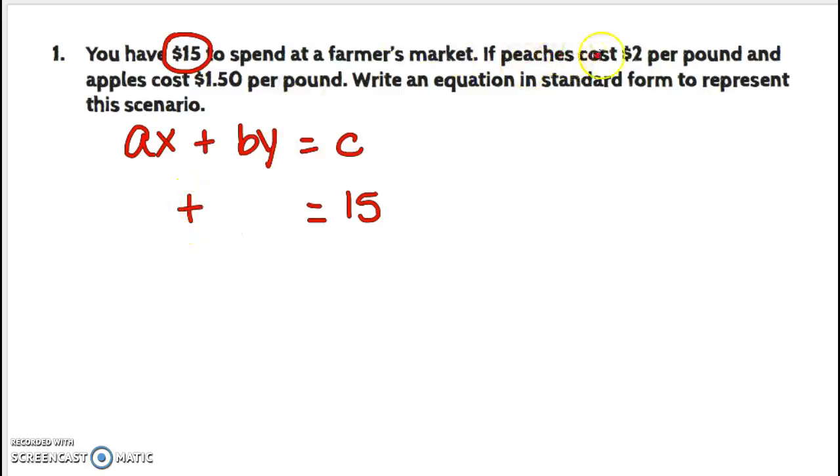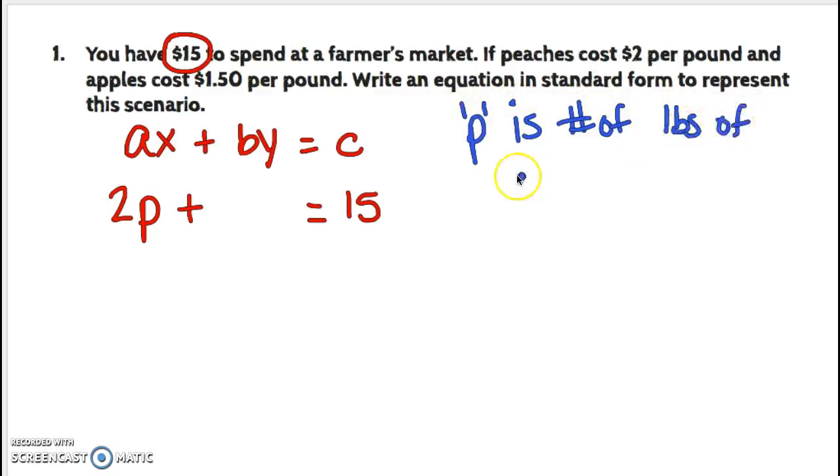Okay, and peaches are $2 per pound, so $2 per pound of peaches, so 2p. Okay, this p would represent, and I'll add this in over here, p represents the number of pounds of peaches.